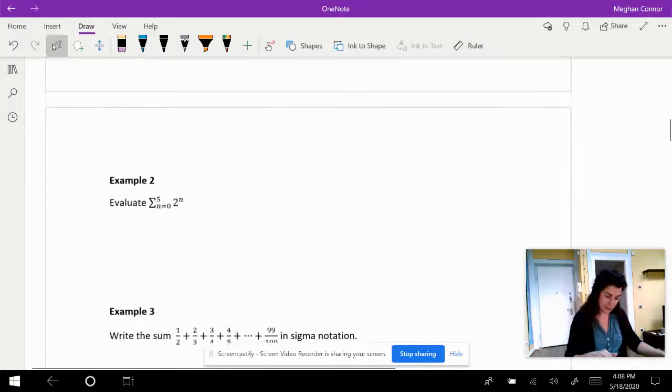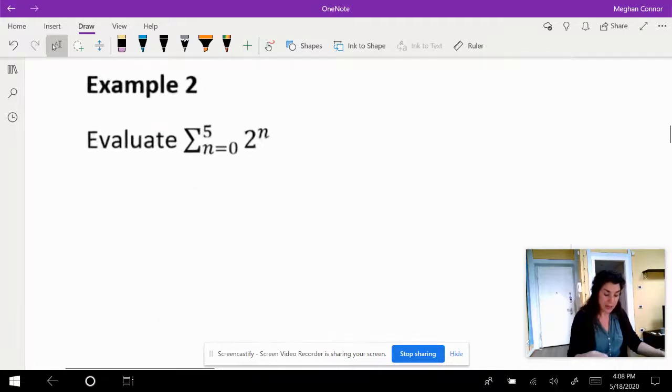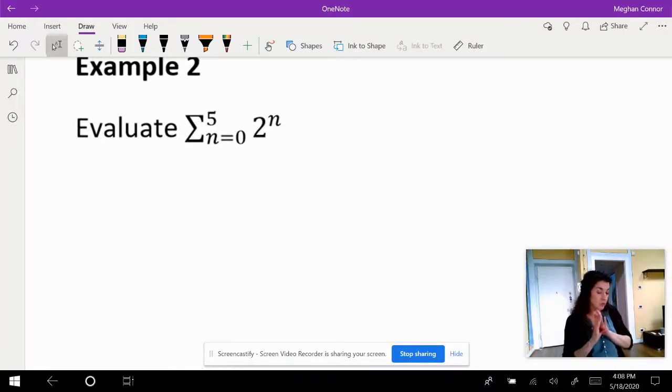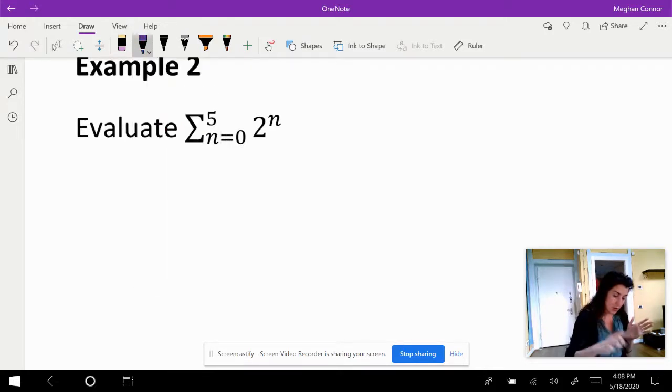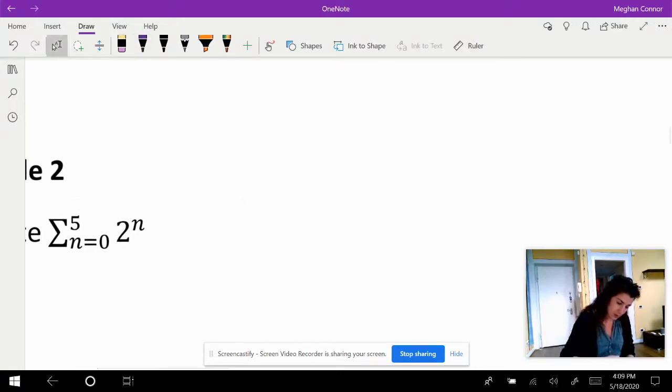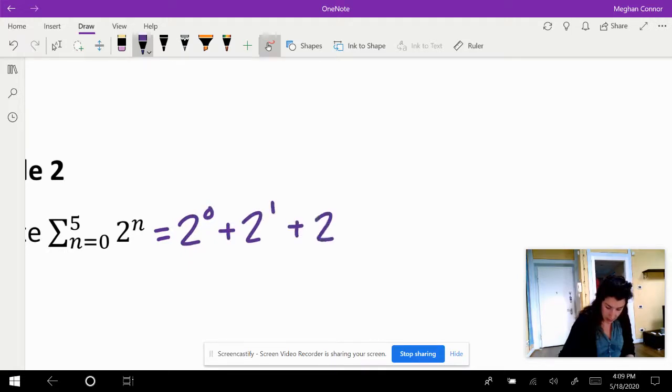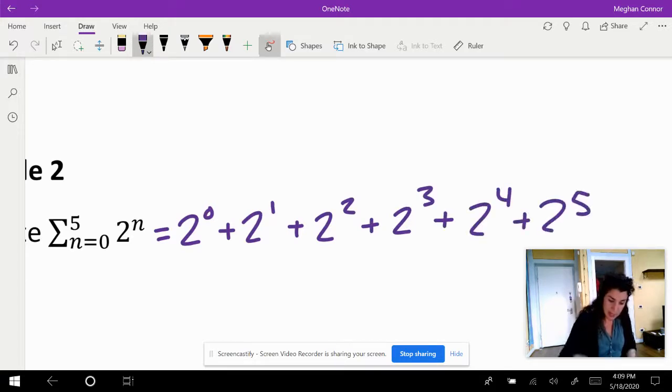Okay. Example 2, we're going to evaluate from 0, which we don't normally do, but we totally can, all the way to 5 of 2 to the n. So that's going to be 2 to the 0 plus 2 to the 1 plus 2 to the second plus 2 to the third plus 2 to the fourth plus 2 to the fifth.